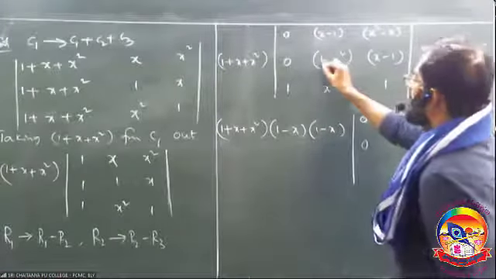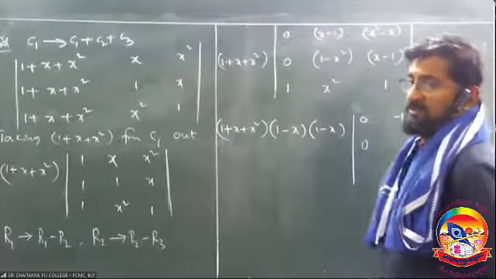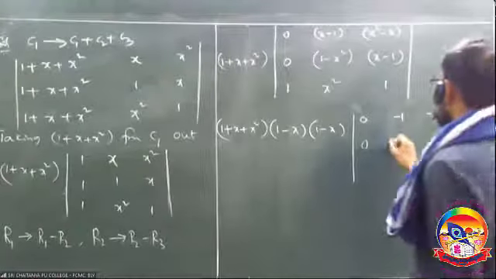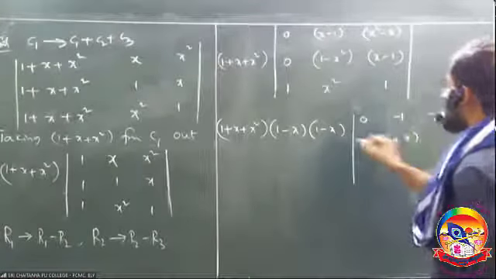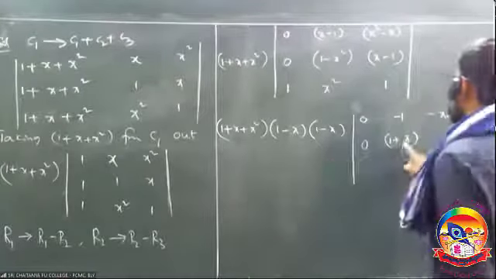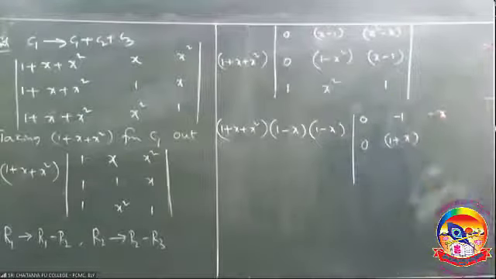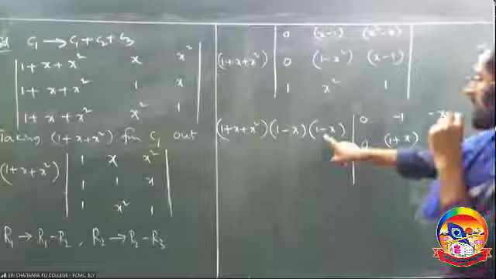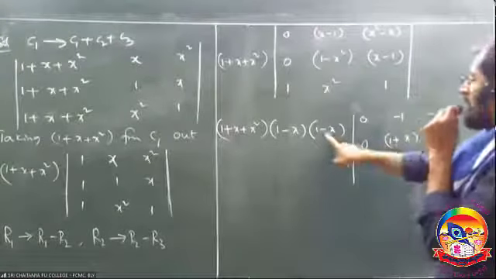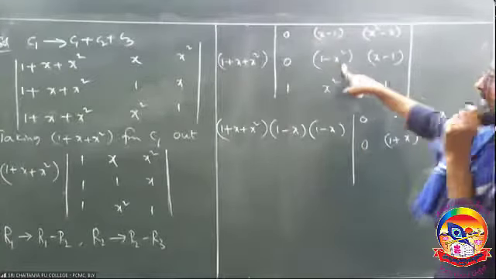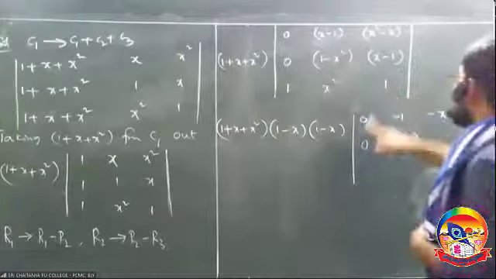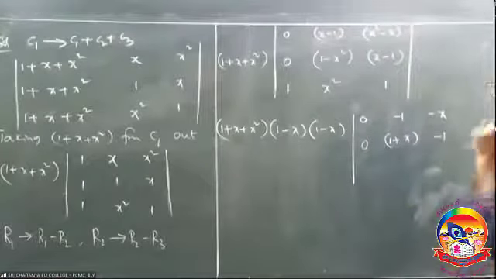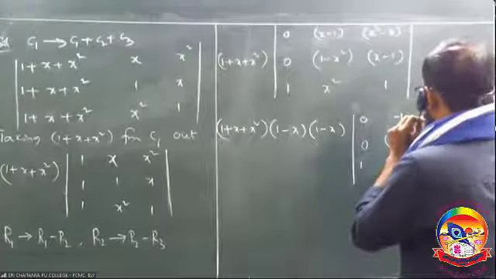This is in the form of a square minus b square is equal to a plus b into a minus b, right? So this is 1 plus x. Why? Because 1 minus x you got outside, so it is 1 plus x. You just multiply these two. 1 minus x into 1 plus x is equal to 1 minus x square, right? And here you got x minus 1 outside, it is minus 1. Okay. Now, third row as it is.